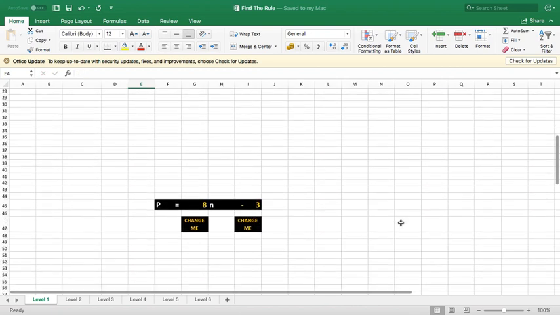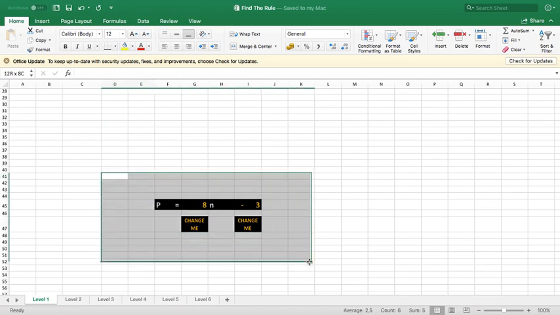So what you can do in pairs in the class is one of you make up a rule, and then the other one, using a strategy like the one I just described, try and work out that rule.